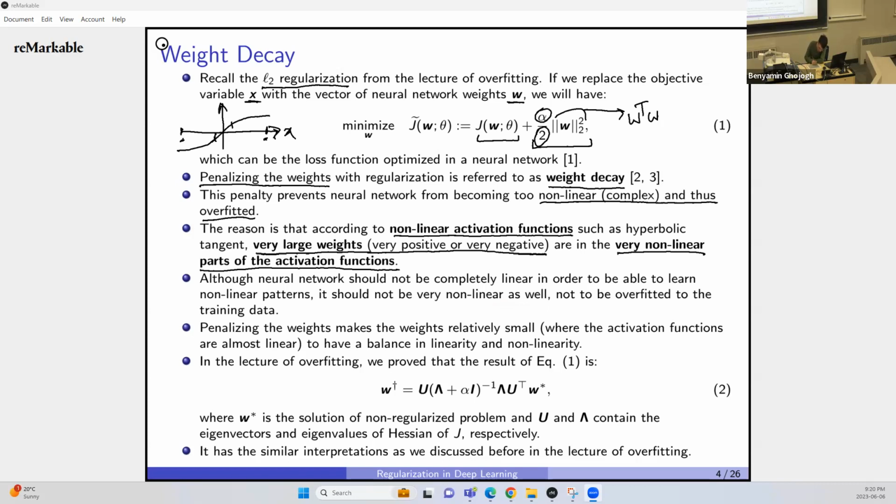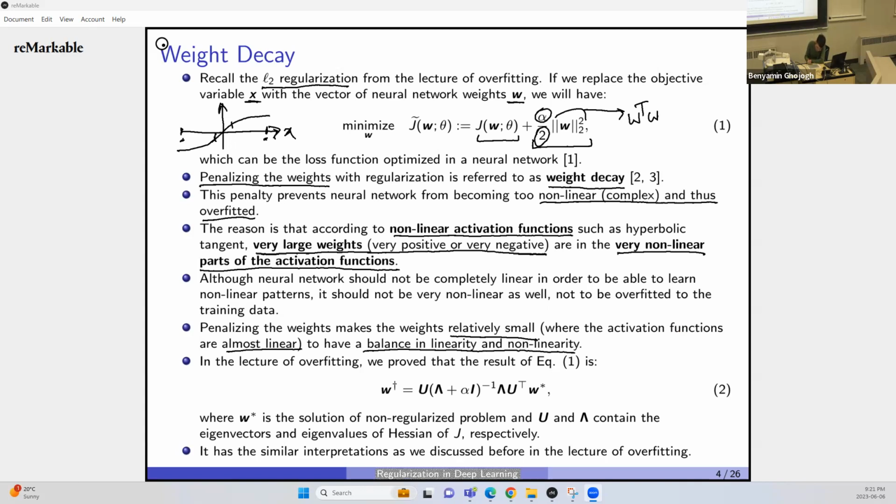Penalizing the weights makes the weights relatively small, right? Because if W is very large, the regularized cost in equation 1 blows up as the L2 norm of W gets large. So the activation functions are almost linear because W is small, to have a balance in linearity and nonlinearity.